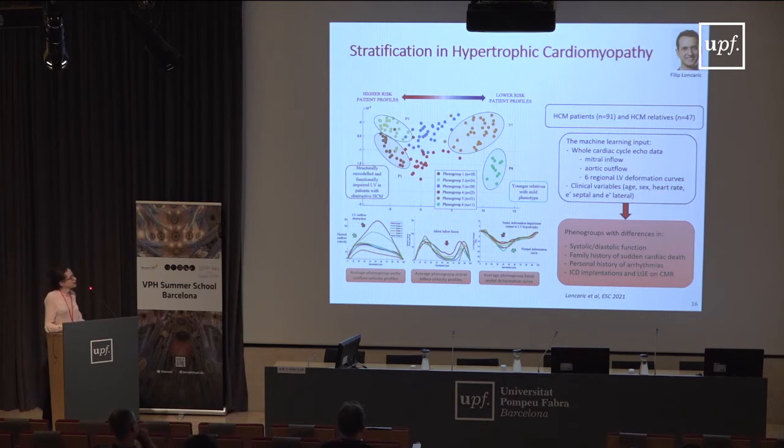Again, the inputs to this algorithm were Doppler velocity curves and regional deformation of the left ventricle, and also some clinical variables: age, sex, heart rate, etc. And here you can see what the output space looks like using just two coordinates.